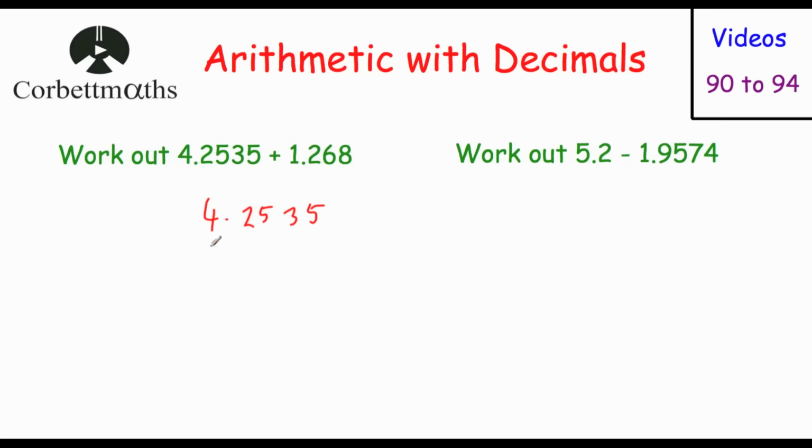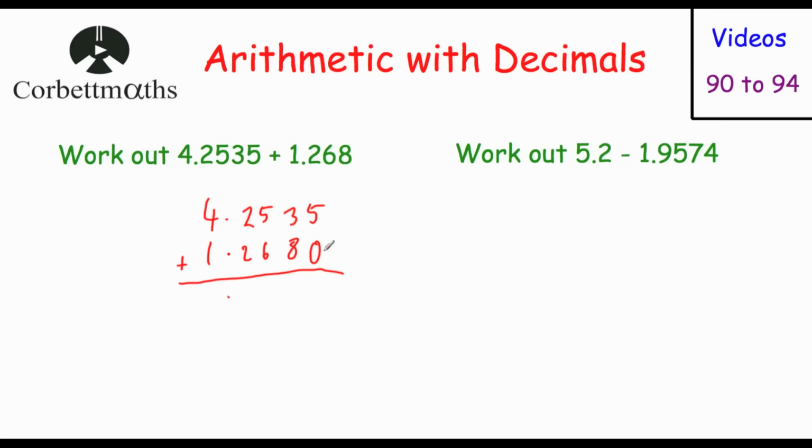So we've got 4.2535 add 1.268. So just lining up the numbers and then put a line beneath it and our add sign. And as you can see, we've got 4.2535, so that's got 4 decimal places, and 1.268 has only got 3 decimal places. So let's put a 0 there, and let's add up our numbers.